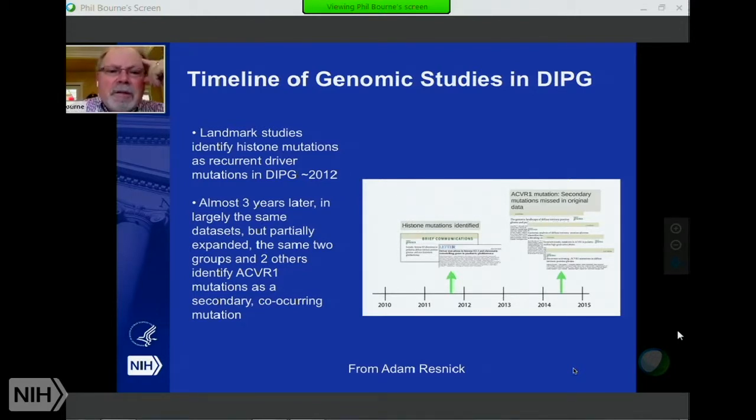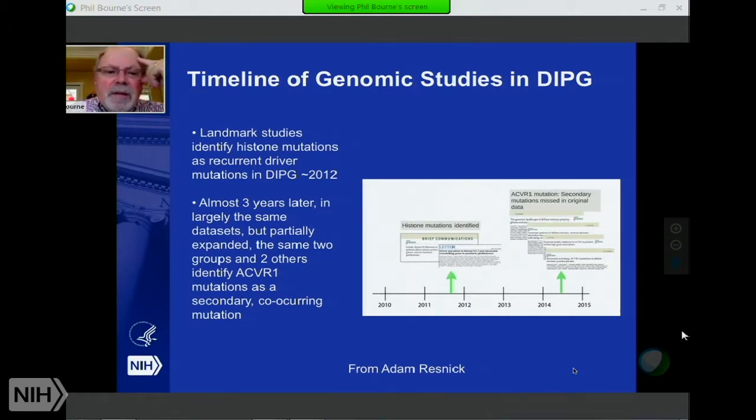There have been a number of genomic studies, and I think one that really kicked this off, I'm going to use this to illustrate the point I want to make, was essentially the identification of histone mutations as recurrent driver mutations, and this was discovered in about 2012. Unfortunately, that information in terms of therapy couldn't really be used. There was no way of treating it relative to those particular mutations.